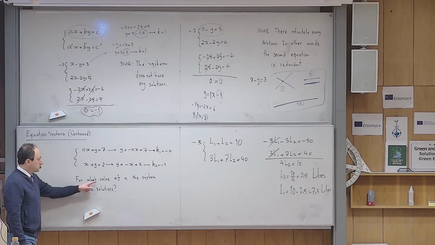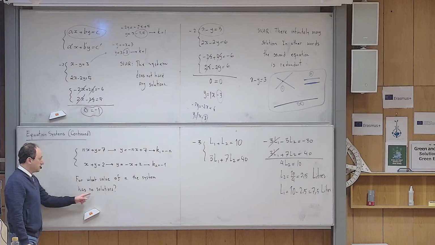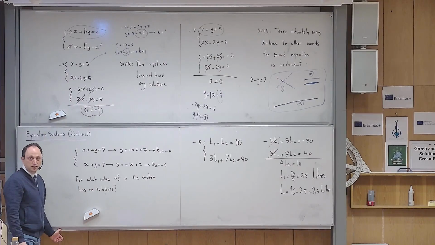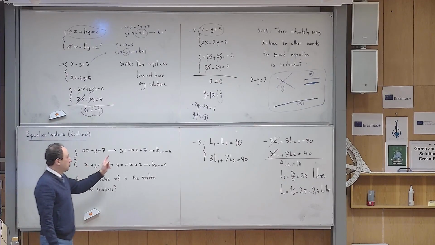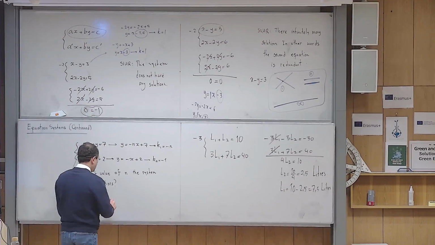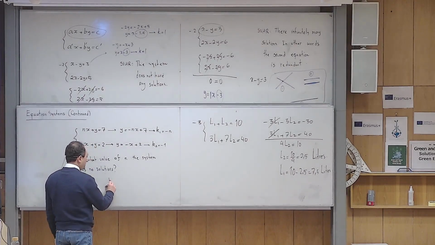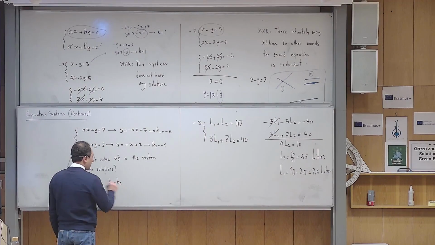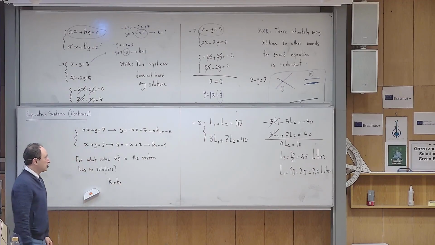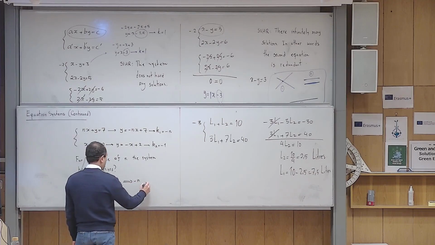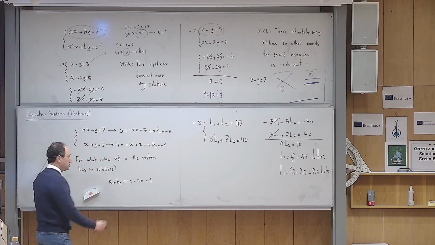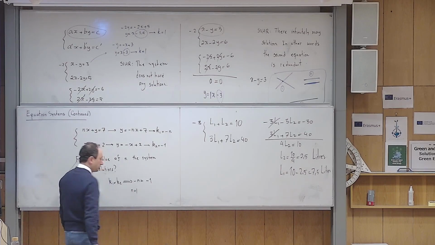But for what value of n the system has no solutions? If the system is supposed to have no solutions, it means that the lines should be parallel. You remember, the lines are parallel if k1 is equal to k2. So k1 is minus n, k2 is minus 1, they have to be equal. So then it means that n should be 1.